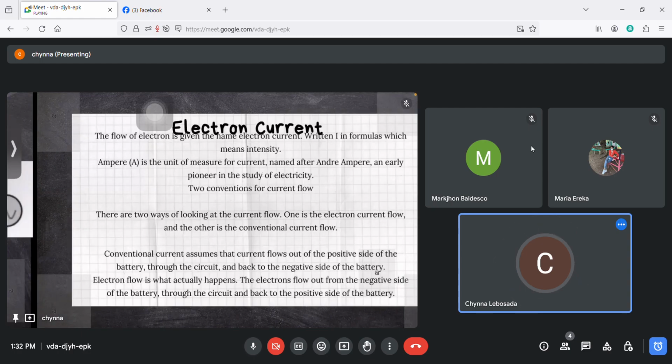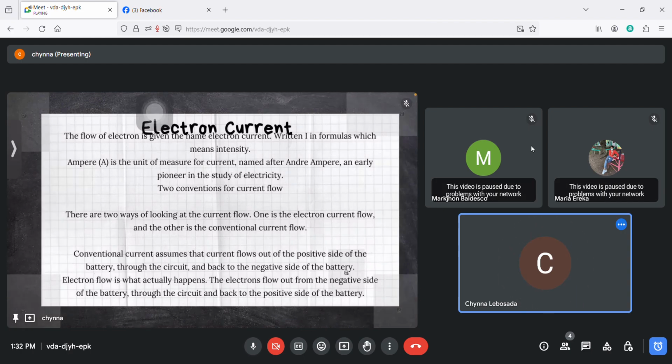Electron current. The flow of electrons is given the name electron current, written I in formulas, which means intensity. Ampere, A, is the unit of measure for current, named after André Ampere, an early pioneer in the study of electricity. Two conventions for current flow. These are two ways of looking at the current flow. One is the electron current flow, and the other is the conventional current flow.